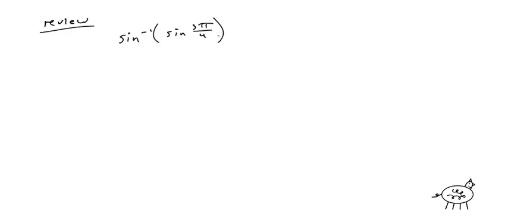Remember 3 pi over 4, you can't just say it's 3 pi over 4, because this is not in range. That's really important. You've got to remember the range for sine is between negative pi over 2 and pi over 2. So you're going to say the sine of 3 pi over 4 is what? Is it positive or negative? And we know we're over here.